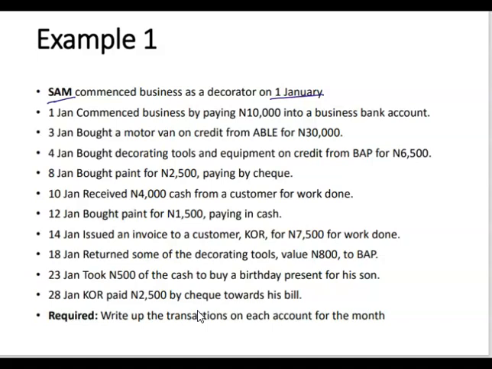If you look at it, you have Sam commenced business as a decorator on 1st January. That means the period under consideration is January. Very, very key, because you need to attach a date to every transaction you are posting or recording. Now let's go. January 1. Sam commenced business by paying 10,000 naira into a business bank account. Sam paid 10,000 naira into the business bank account. Sam is the owner of the business.